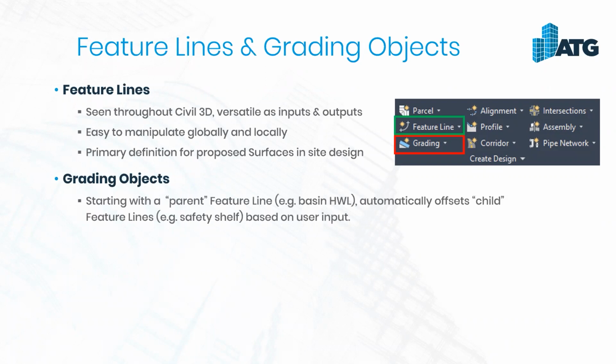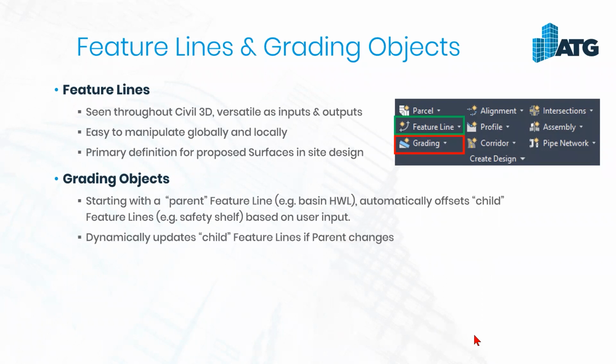Now, grading objects are another advancement on that same toolset, on that same workflow. With a grading object, you start with a parent feature line. Maybe it's a curb gutter or a top back of curb. Maybe it's a basin high water level. What you're doing is automatically offsetting these child feature lines based on whatever user input. So you're building some sort of concentric offset with a closed feature line, or you can certainly do that with a linear feature line as well. But one master, and then you're working outward with different sets of rules.